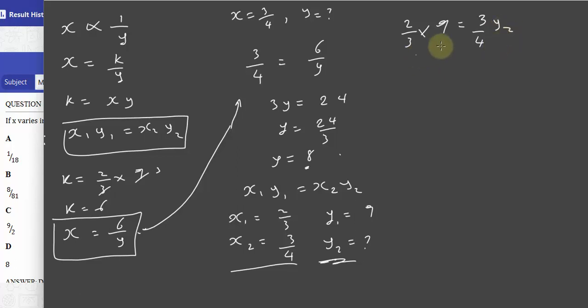y2, right? So if you solve for this, you're going to get 6 equals 3y2 over 4. If you cross multiply, 3y2 equals 24. Then y2 equals 24 over 3. Then y2 equals 8. So this is just a relatively faster approach that can help you figure out any of the unknown without getting the constant. Okay, so now that we are done with this question, let's move on to the next question.